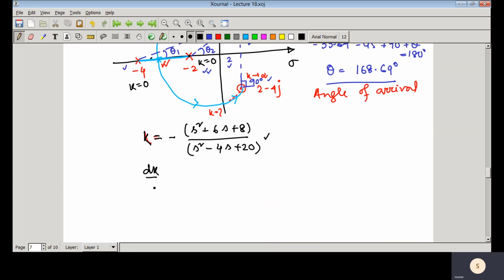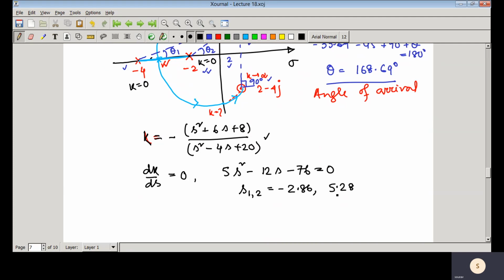And now if you find dk by ds, you will get that expression, and if you equate it, basically that value of s when dk by ds equal to 0, it gives you the breakaway point. And if you solve that, you will get s square minus 12s minus 76 equal to 0, and here you will get two values. So one value is minus 2.86 and the other value that you will get, say, 5.28.